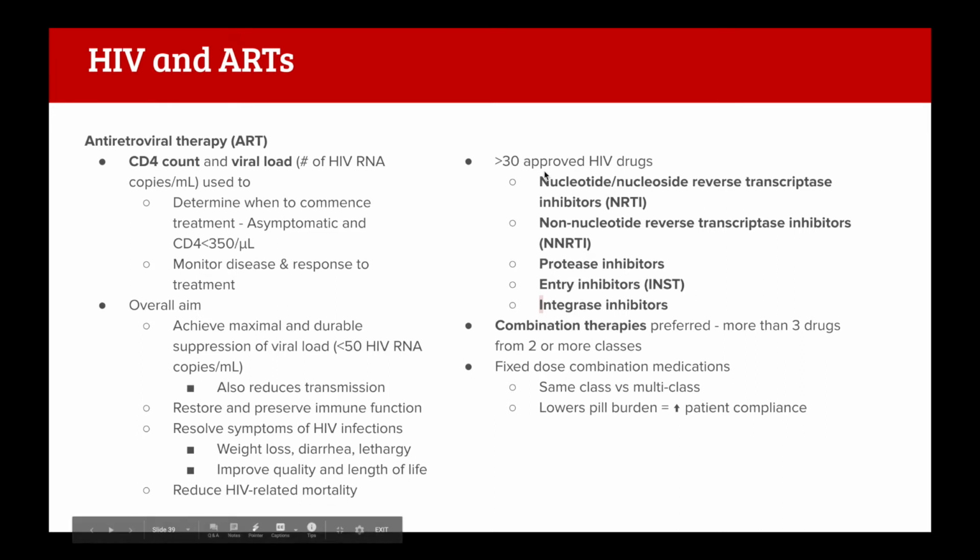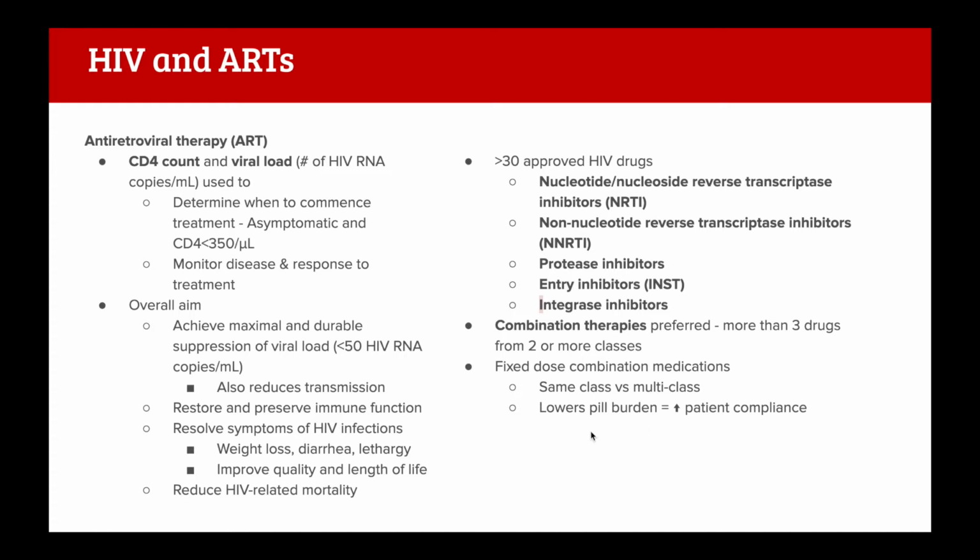So today, there are over 30 different approved HIV drugs. They're the nucleoside reverse transcriptase inhibitors, non-nucleoside reverse transcriptase inhibitors, protease inhibitors, entry inhibitors, integrase inhibitors. And I think the first 3 appear in your core drug list. And combination therapies are often preferred. So we use 3 or more drugs from 2 or more classes. Like we said, this is to effectively target the virus and also reduce the chances of resistance.